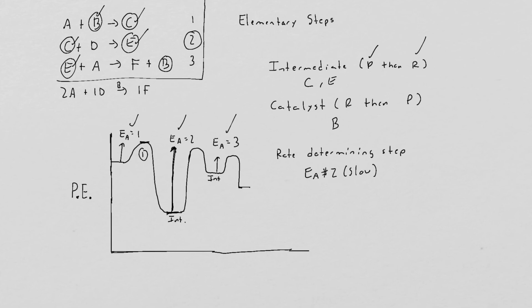So quick summary of what we learned here. A couple of things real fast. Intermediates, produced first, reactant second. Catalyst, reactant first, product second. Rate determining step is the slowest step. It is the one with the greatest activation energy. Doesn't matter how tall the hills are. What matters is the length of this arrow from the bottom of where the intermediate or the reactant is to the height of the hill. Whichever one is longest is going to be the slow rate determining step, which means in this case, the second step is the rate determining step.